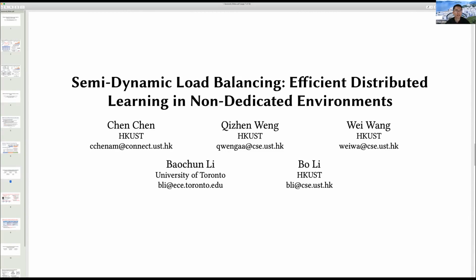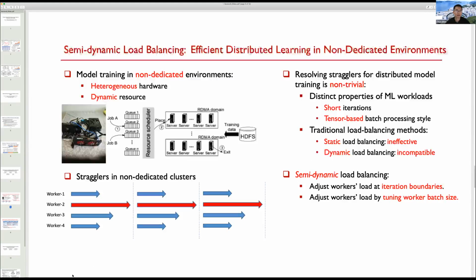Okay, thank you for the introduction. Hello everyone, I'm very glad to present the lightning points of our research work, semi-dynamic load balancing, efficient distributed learning in non-dedicated environments. Machine learning has been very popular in recent years, and it has become increasingly common to train models in non-dedicated environments with heterogeneous hardware or dynamic resources. Because workers may have inconsistent resources in quantity or quality, there would be stragglers that may largely slow down model convergence.